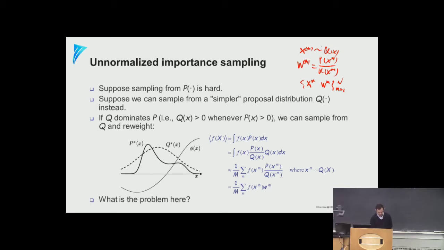You may worry about why I suddenly assume P is available. I'm going to take care of that later. Okay, here I assume in the simplest case that P is evaluatable, even up to a normalization constant. And so this is like these two distributions like this.